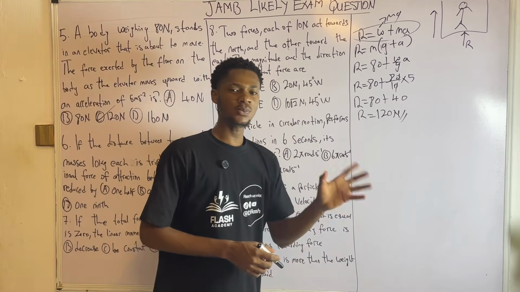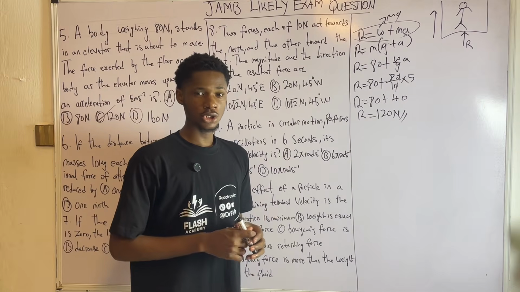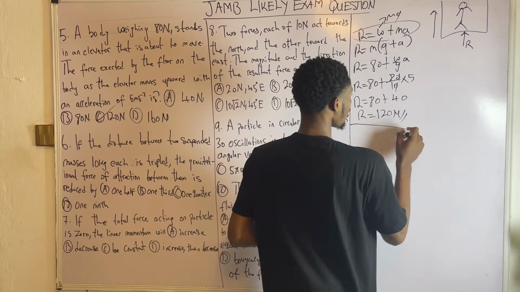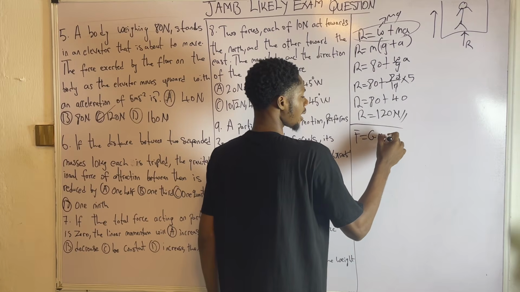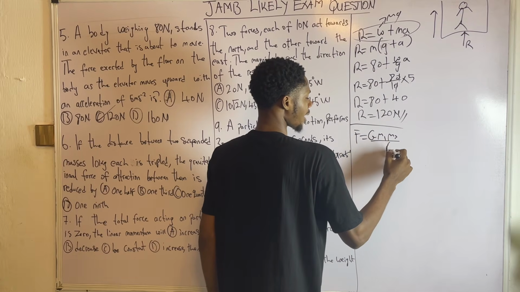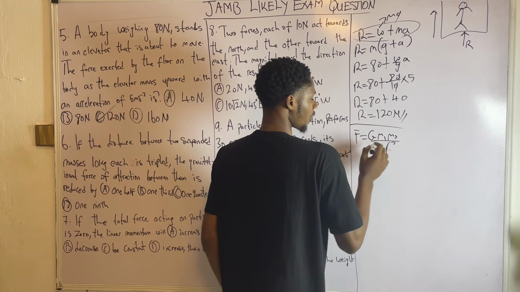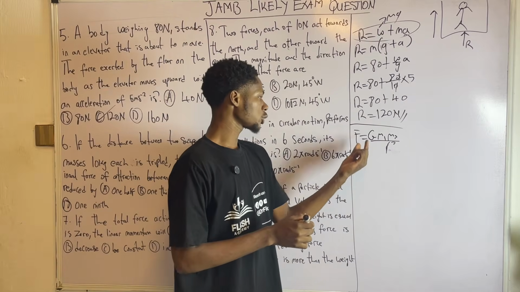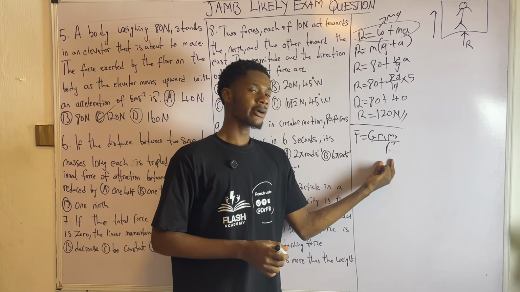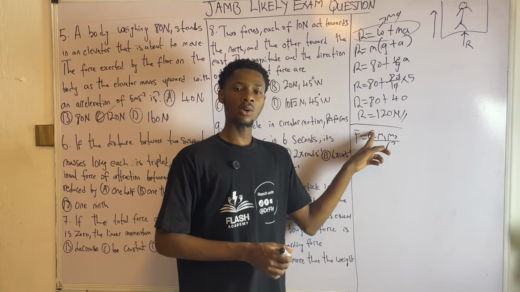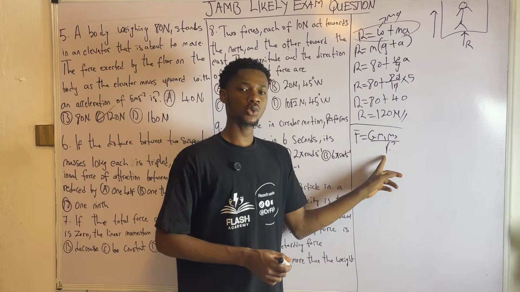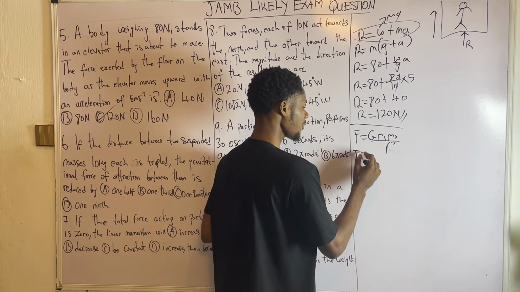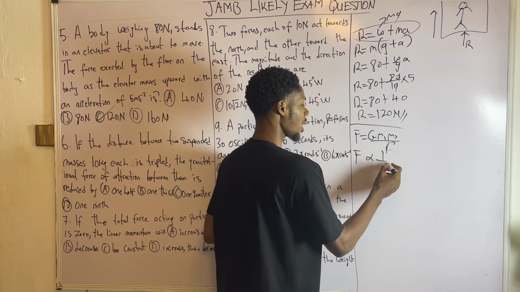Okay, now this question is based on Newton's law of gravitational force. For that, you need to take note that the formula is F equals G m1 m2 over r squared, where F is the force of attraction between masses m1 and m2, r is the distance, and G is a constant. So we can say from here that F is inversely proportional to r squared.